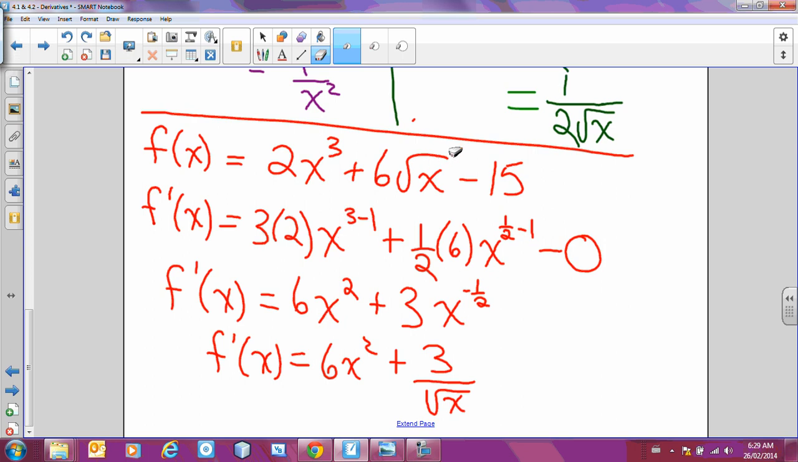This has an exponent of 1/2. The 1/2 gets pulled out to the front, multiplied by the 6 will be a 3. And 1/2 minus 1 is negative 1/2. A constant, again, all constants, the derivative will give us 0. And so simplifying a little bit here, 6x squared, 3x to the negative 1/2, and again, positive exponent for the last term.